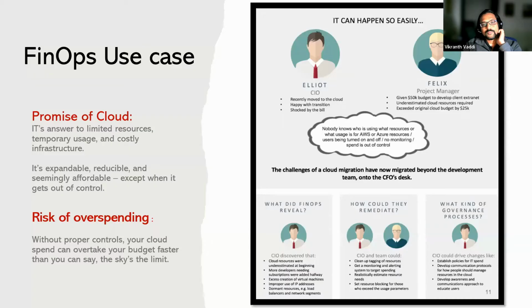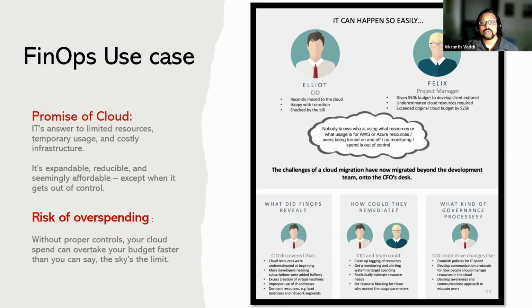To explain this, let's dive into a persona. Maybe it's almost like a narration of a story. What you're seeing on the screen is a typical scenario. Elliot, who is the CIO, has recently moved to the cloud, and cloud migration is all good, but he's shocked by the bill. And if you see Felix, who is the project manager responsible for cloud migration, he was given a $50K budget to develop a client extranet, underestimated cloud resources, and so exceeded the cloud budget by 25K. And that's a small number. In reality, usually it's a lot more.